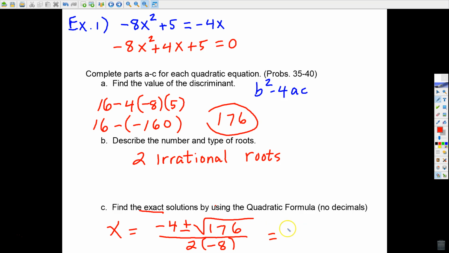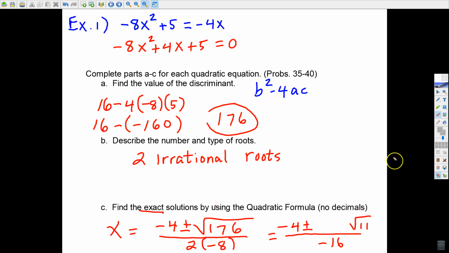Okay, to simplify this radical, we can think of the square root of 176 as two radical factors, one of which has a perfect square root, the other one does not. So the square root of 16 times the square root of 11 equals the square root of 176. And all of this is going to go over negative 16. Obviously the square root of 16 is 4, so I'm just going to erase the square root of 16 and put 4 in its place.